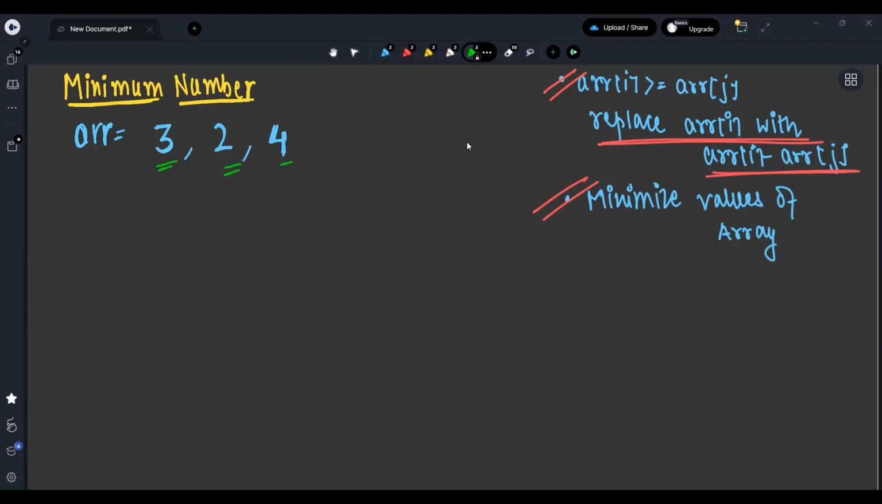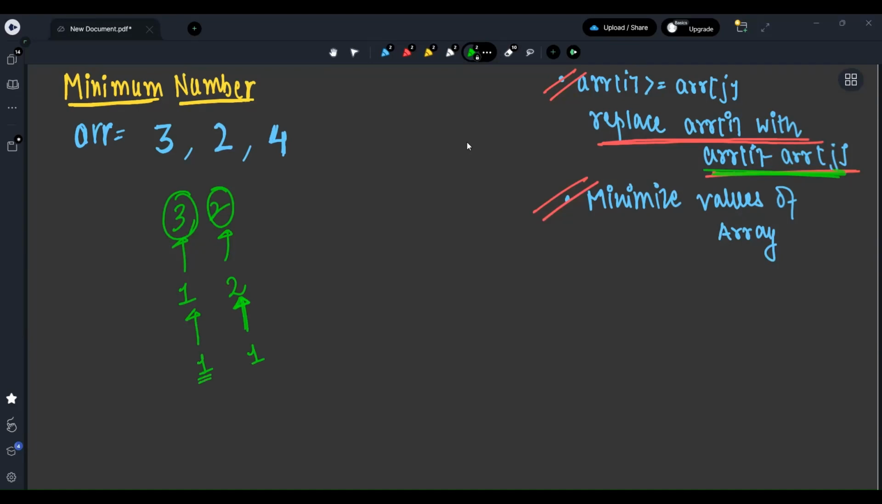Let's say we have 3, 2, 4. Let's say I take 3 and 2 from this array. I know 3 is greater than or equal to 2, so 3 should become 3 minus 2, because they have said array[i] minus array[j]. It will become 1, and the array is 1, 2. Now similarly 2 is greater than 1, so 2 should become 2 minus 1. So it will become 1.